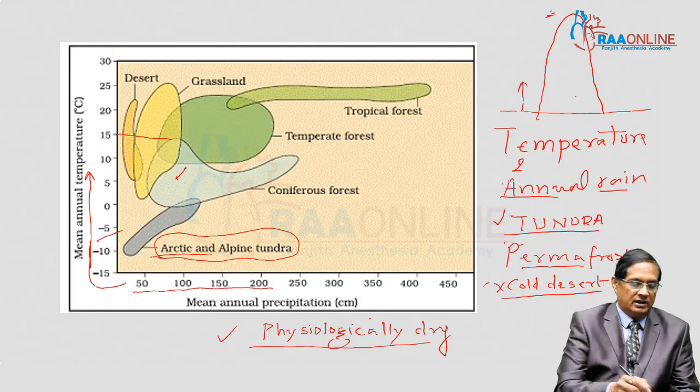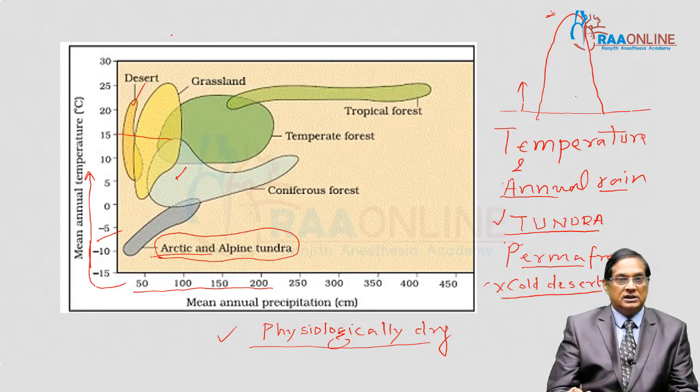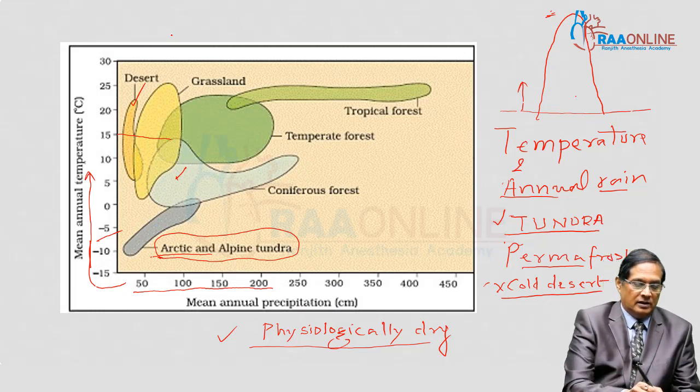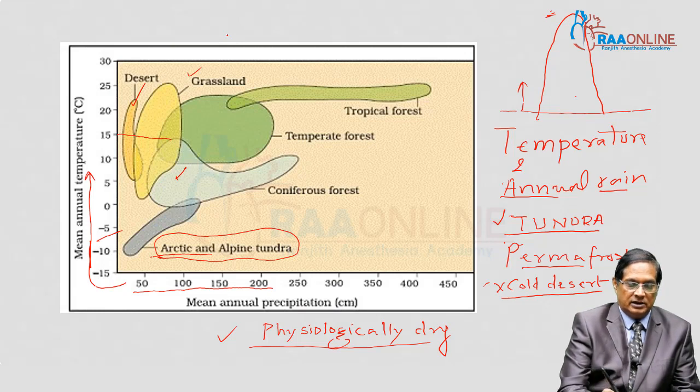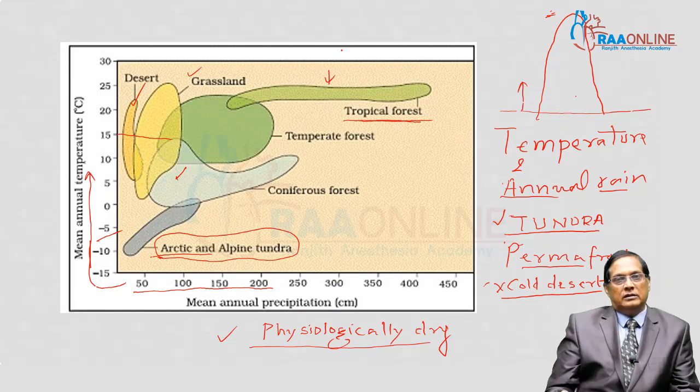Deserts are found in high temperature areas and the rainfall is low, very low annual rainfall. And the grasslands are also there. Then tropical forest. Tropical forests are enriched with respect to the presence of vegetation there, because all conditions are favorable.